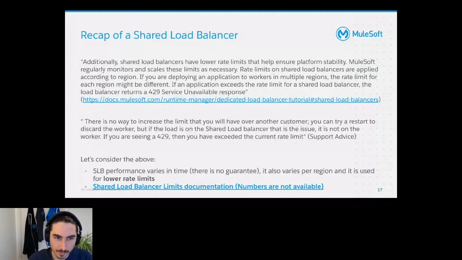Let's recap all that information in 2 sentences. The first one: shared load balancer performance varies in time. There's no warranty, and it also varies per region, and it's used for lower rate limits. If you want to know more about those, there's a support article there. That's the second link I'm showing on the screen. The first one is the public documentation. The second one is a public support article that was created to help you understand how that works.